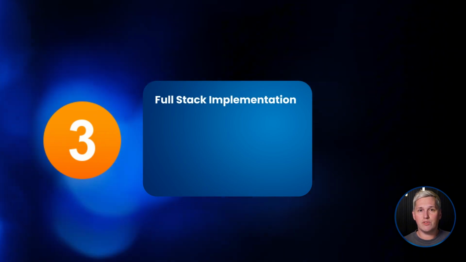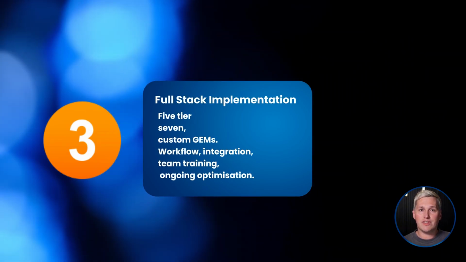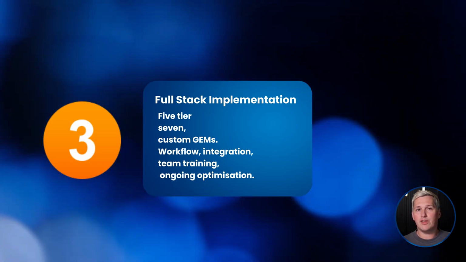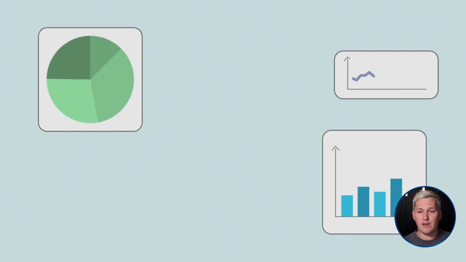Tier 3, full stack implementation. 5 to 7 custom gems. Workflow, integration, team training, ongoing optimization. At this level, you're not selling AI. You're functioning as their AI systems partner. This is where long-term value lives.